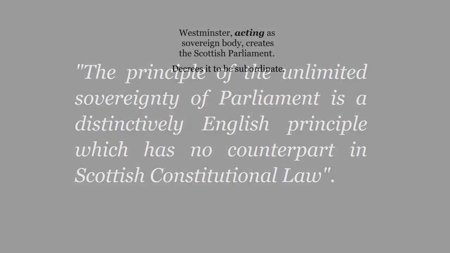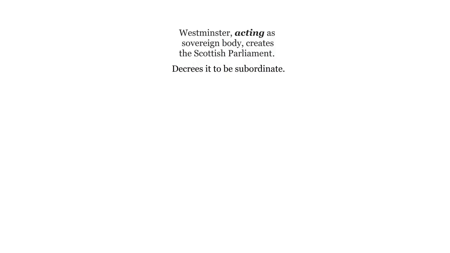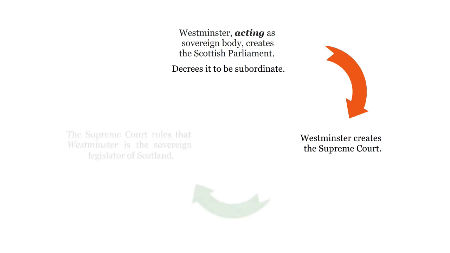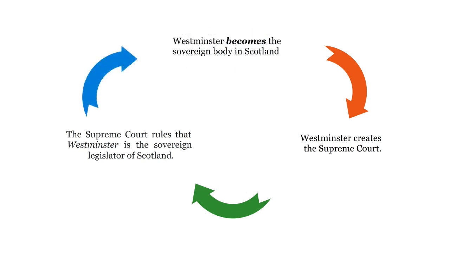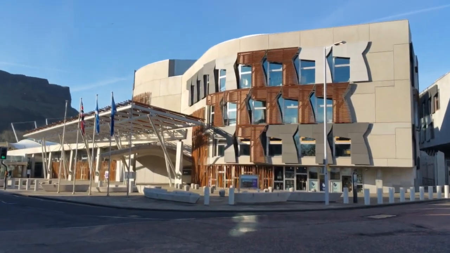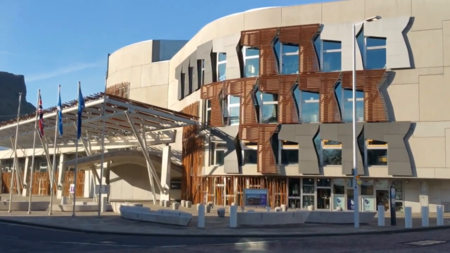In some respects, the issue of sovereignty has become something of a vicious circle. Here's how it works. Westminster, acting as a sovereign body, creates the Scottish Parliament and decrees it to be subordinate. Then Westminster creates the Supreme Court to its own specifications. The Supreme Court in turn rules that, due to a previous act passed by the Westminster Parliament, Westminster is the sovereign legislator of Scotland. Therefore, in the eyes of the law, the UK Parliament simply acts as a sovereign body, and the precedents it sets in doing so makes it sovereign, according to court rulings. Yet if this is the case, then why can't the Scottish Parliament similarly set its own precedents by acting in a sovereign manner?